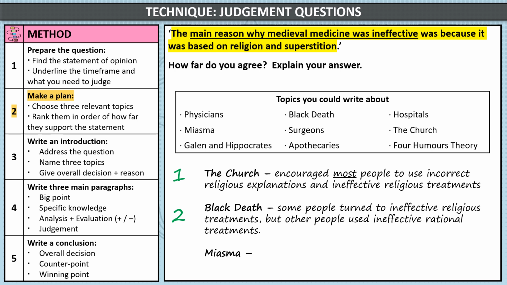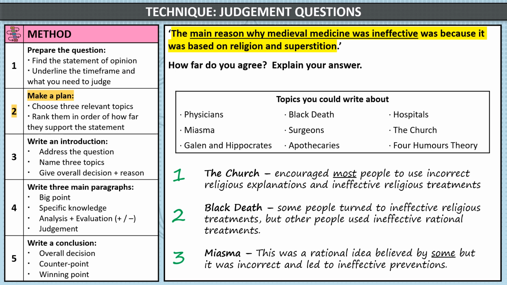I think my paragraph on the Black Death will partly support the statement. Religion was one reason why Black Death treatments did not work. But on the other hand, I know they also used rational treatments for the disease too, and they didn't work either. So religion was not the only reason why they couldn't deal with this disease. Out of all my 3 topics, I think miasma is the one which least supports the statement, so I'm ranking it in 3rd place. Miasma was a rational idea, not a religious one, and it led to a lot of ineffective preventions.